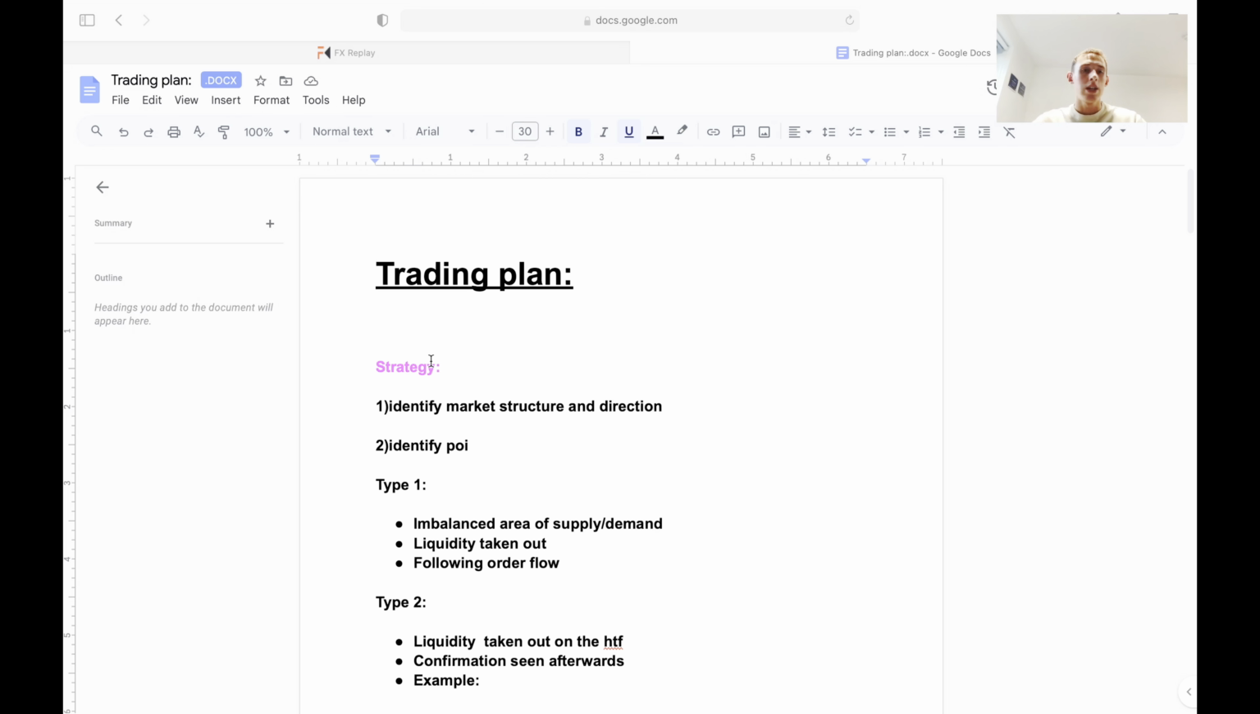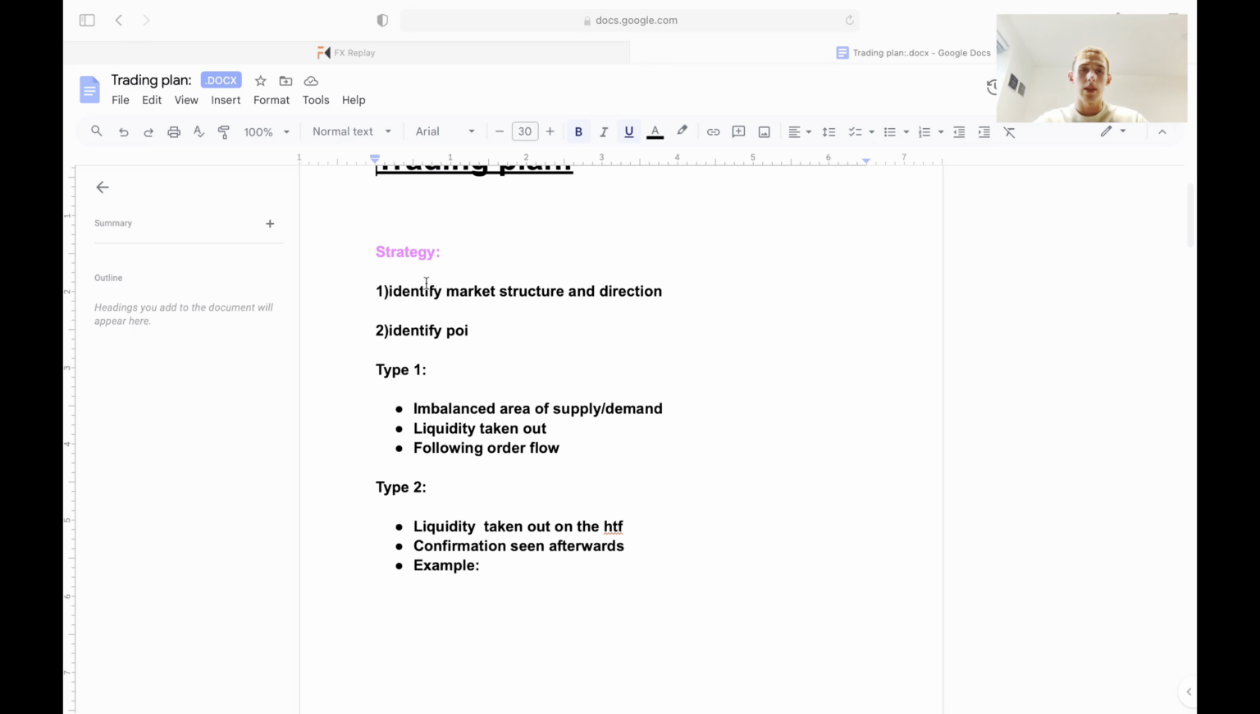But yeah, starting off, we're going to be identifying the higher time frame market structure and direction, and then obviously breaking that down to the lower time frames as well, just so we have a clear picture of what the overall market is doing, both on the higher time frame and the lower time frame. We are going to be then identifying our point of interest to look for potential trades, of which I'm going to be testing two types.